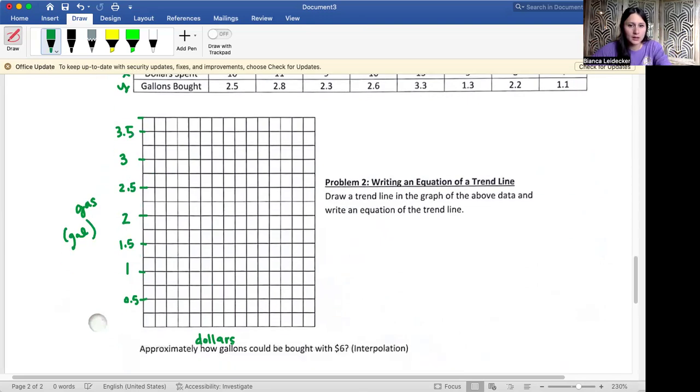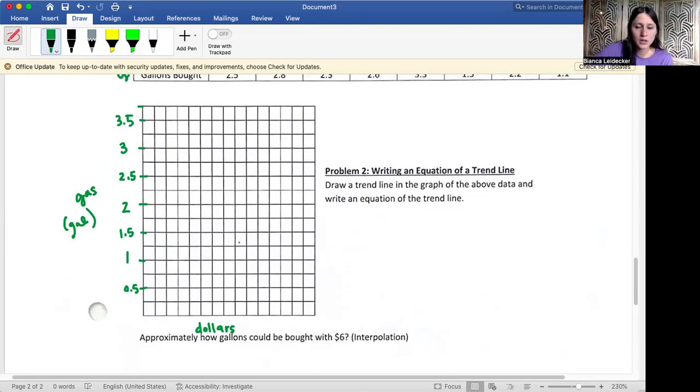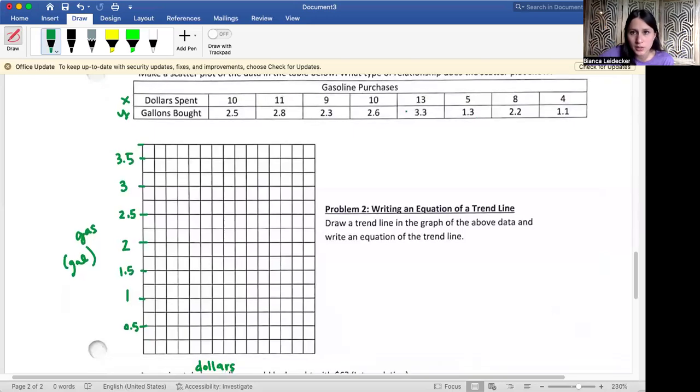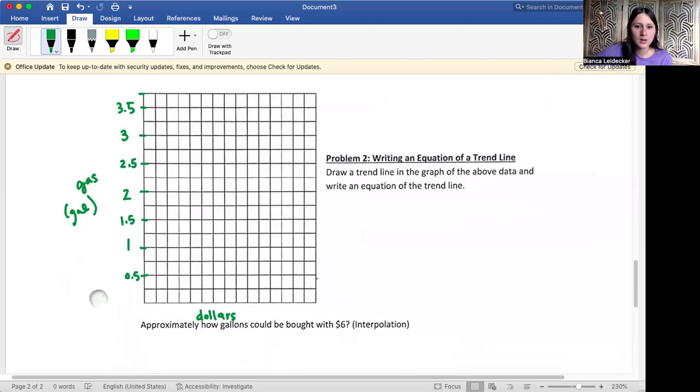And then I'm going to label my dollars. The range of my dollars goes up to like $11 or 13, actually $13. So I'm going to count out how many boxes I have. 1, 2, 3, 4, 5, 6, 7, 8, 9, 10, 11, 12, 13. Okay, so if I go across by ones, I really take up most of my graph.